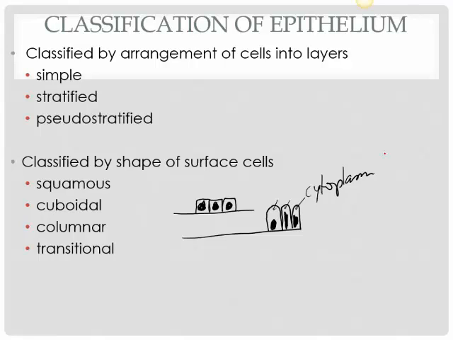Again, you can have simple columnar epithelium, where it's a single layer of columnar cells. You can have stratified columnar epithelium, where there are many layers, but the top layer is columnar.